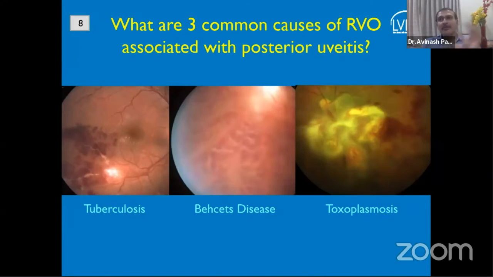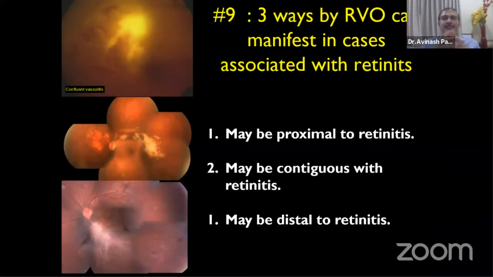Now, moving on from protein C and protein S deficiency and the leukemias, to the inflammatory causes. Top among the list is tuberculosis, second is toxoplasmosis, and third is Behçet's disease. These are the three most common causes of retinal vascular occlusion when we see patients with posterior uveitis.